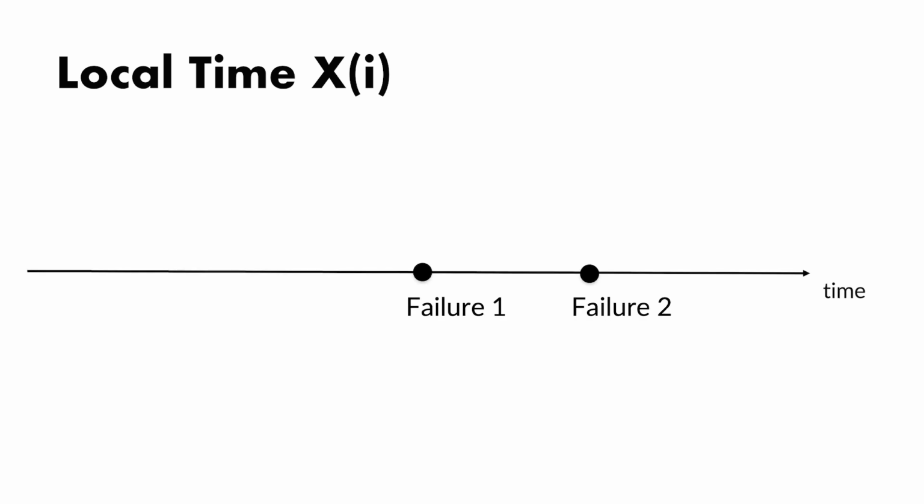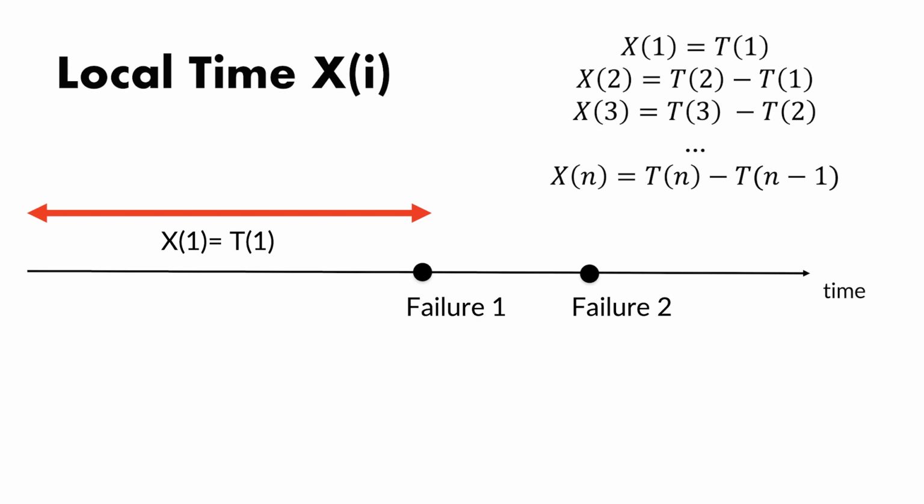Let us see in detail each random variable of interest, starting with the local time. The local time is a way to represent the failures, and in this case the failure times are recorded as time since the previous failure until failure E. Importantly, the local time at the first failure equals the global time at the first failure. So these two random variables are the same for the first failure. But after that, we have to subtract one from the other.